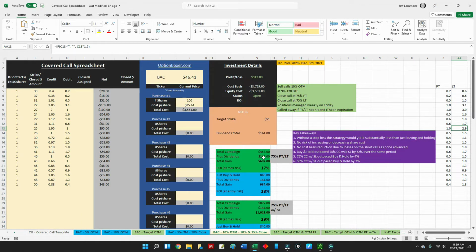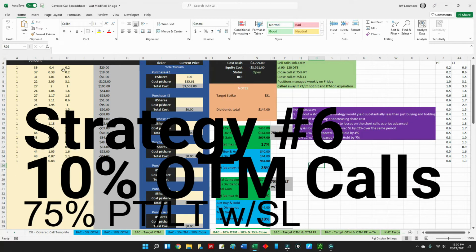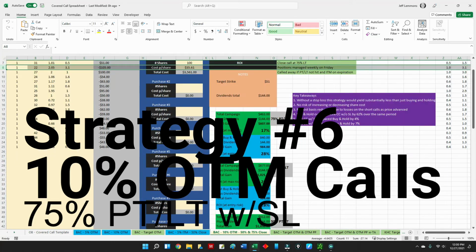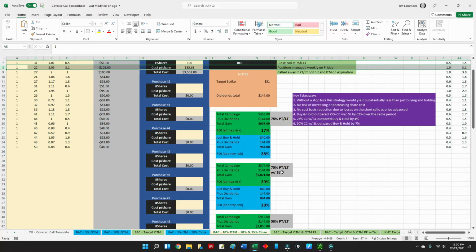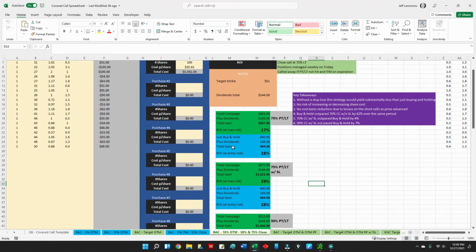So I'm assuming in this scenario that I collected all the dividends and it would have returned me 17%, closing at a 75% profit target or loss target. Again, buy and hold would have been the better scenario. But if you account for a stop loss, because if you look through this data here, if I had entered a stop loss on the call contract at the time I sold the covered call, my numbers would have been a little bit better. I actually would have returned 29% versus 28% if I just bought and held the shares. And so it would have been a little bit better.